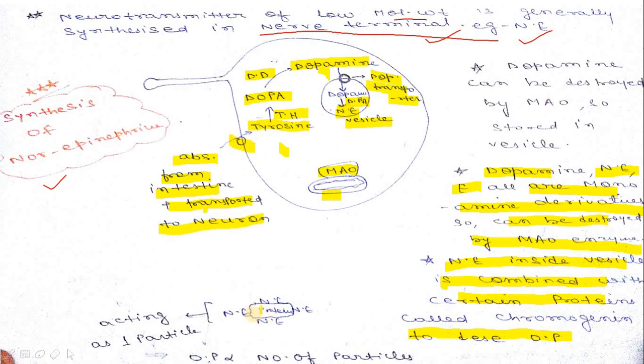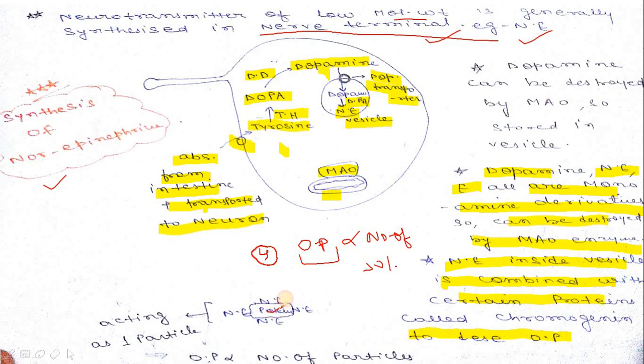One of the proteins is chromogranin. Okay, why? We know about osmotic potential. Osmotic potential is a colligative property, so it is directly proportional to the number of solute particles. If the number of solute particles decreases, osmotic potential will decrease. If the number of solute particles increases, osmotic potential will increase. Now suppose 4 norepinephrine are free, so they contribute more osmotic potential.